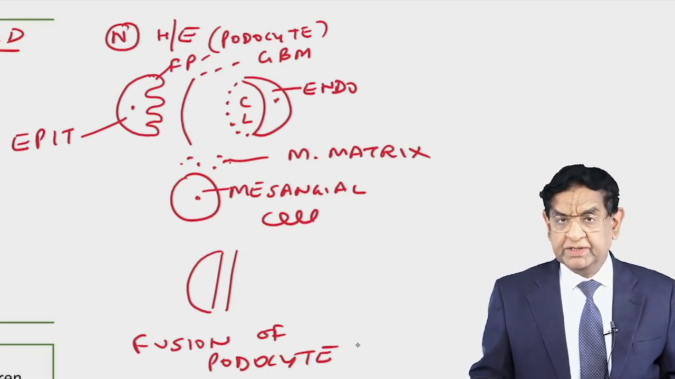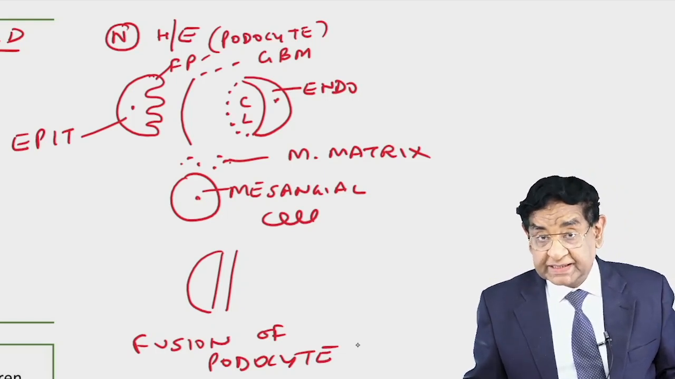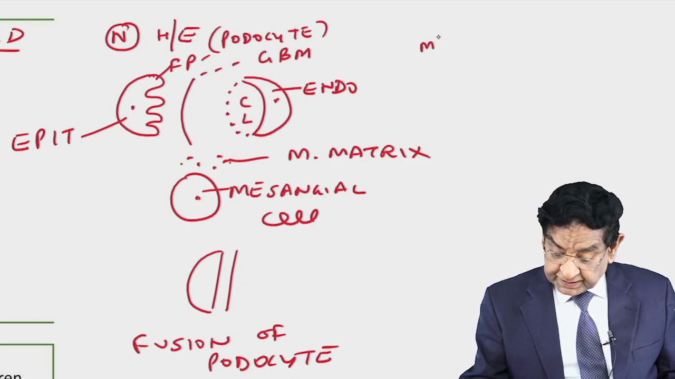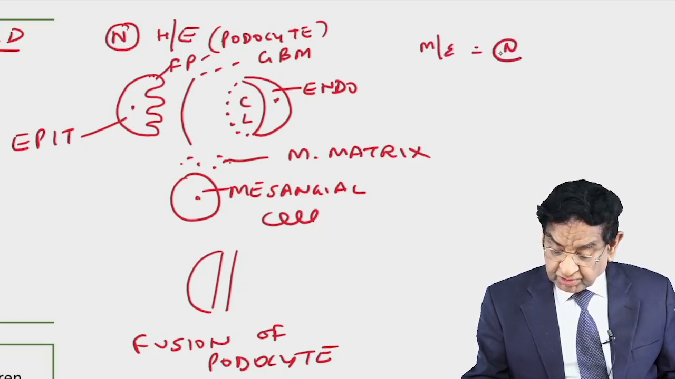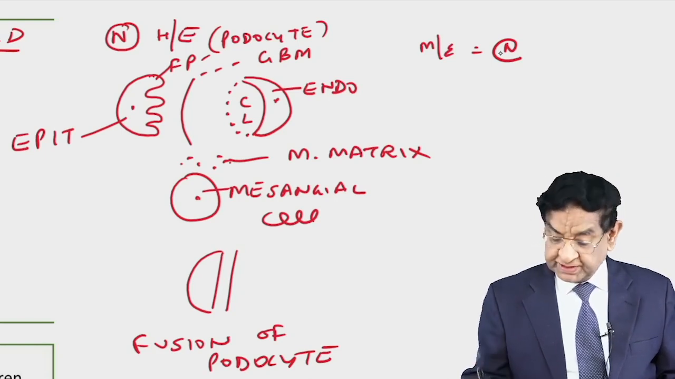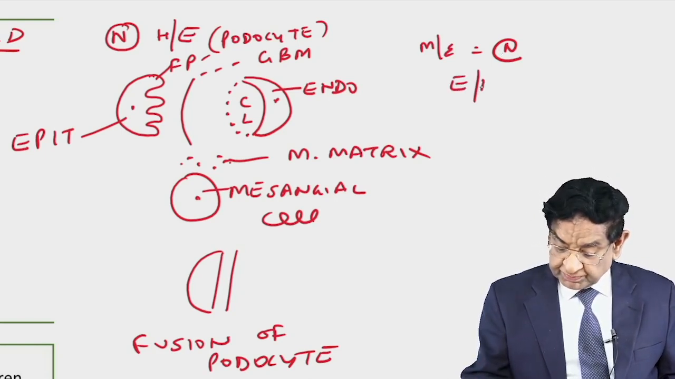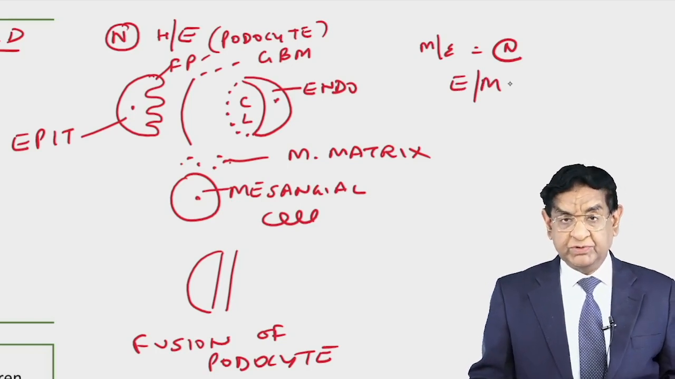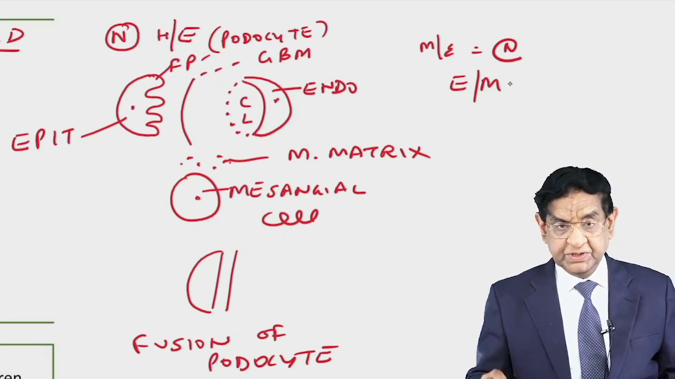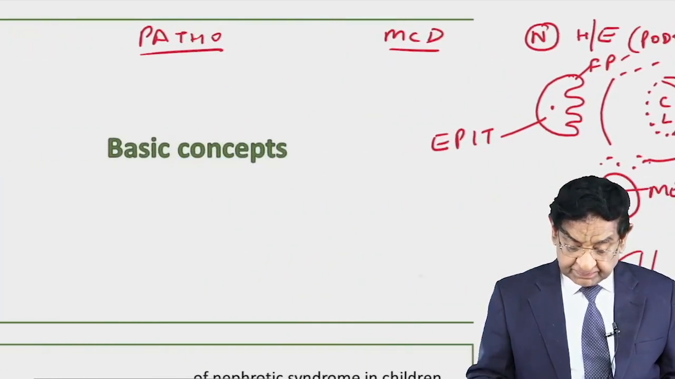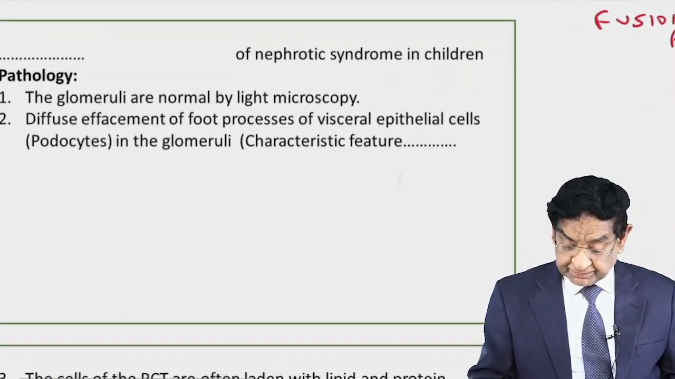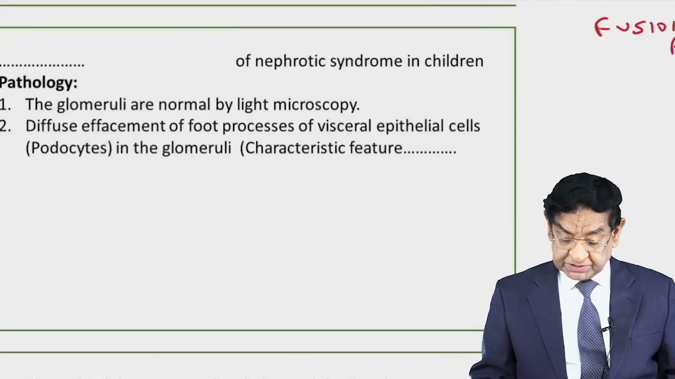But the point of importance is, if you look at this under light microscopy, it totally looks normal. Whatever changes I said, loss of foot process, you can see only in electron microscopy. And one more thing you may have noticed by now, there's no antigen antibody deposition. So this was the basic concept. I hope you are clear about the basic pathology. Let's move further. Let's talk more about minimal change.